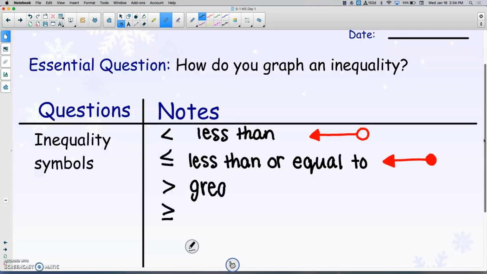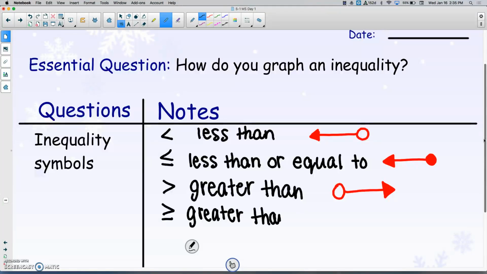Next, I have greater than. Greater than, without the line under it, is an open circle going to the right. Numbers are bigger as you move to the right on a number line. And then greater than or equal to is a closed circle because of the line underneath the symbol. So close your circle, make it solid, and greater than goes to the right.